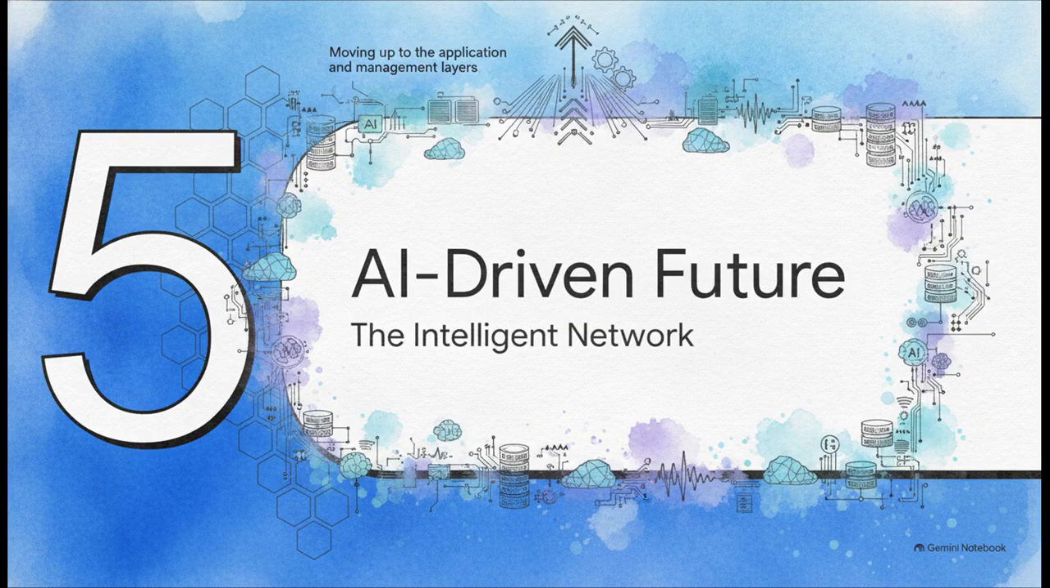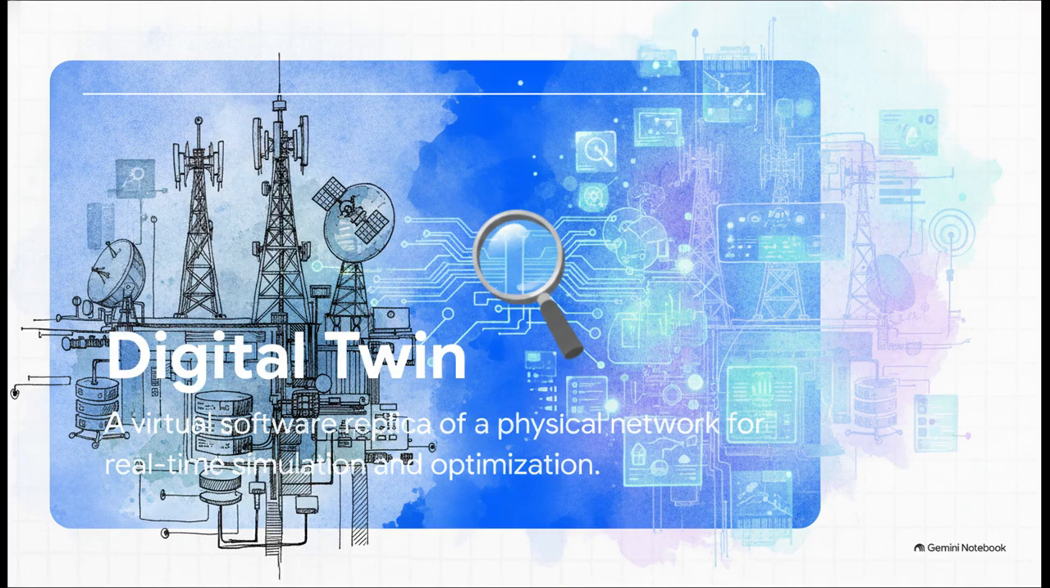Finally, we reach Section 5, the AI-driven intelligent future. This is the climax of Chapter 15, moving up to the application and management layers of tomorrow's fully autonomous networks. The absolutely crucial concept for this future is the digital twin. A digital twin is a continuously updated virtual software replica of a physical network. Imagine wanting to test a massive, risky update. With a digital twin, operators can do real-time simulation, monitoring, and optimization without ever touching the live gear. It's a perfect software mirror, reflecting the real-time state of every single network element in the link.